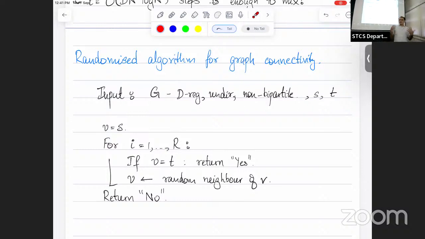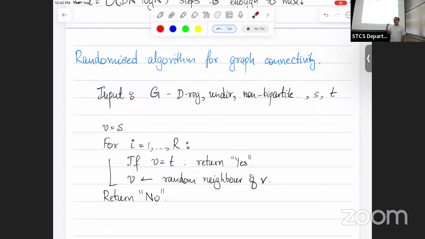And what was this low space algorithm that we came up with? We basically said, let's start with this vertex S, and I'm just going to keep taking a random walk for some R steps. At any point, I'm going to ask, I'm at some vertex, is that vertex T? If it is T, of course, I found T, I accept. But if I haven't seen T after taking R steps of this walk, I should be able to say that S and T are not connected.